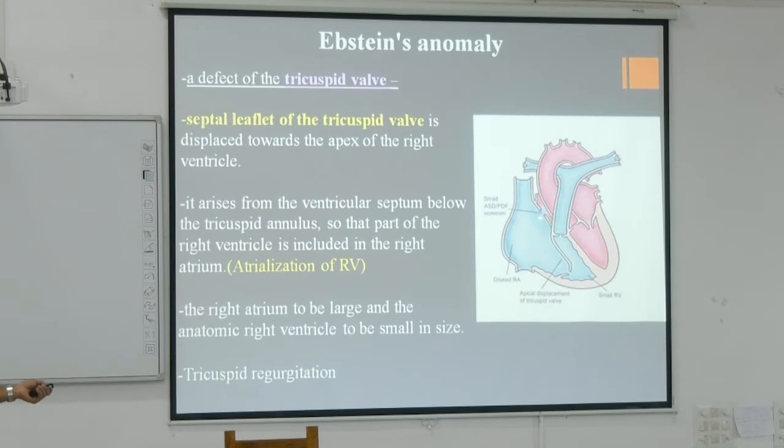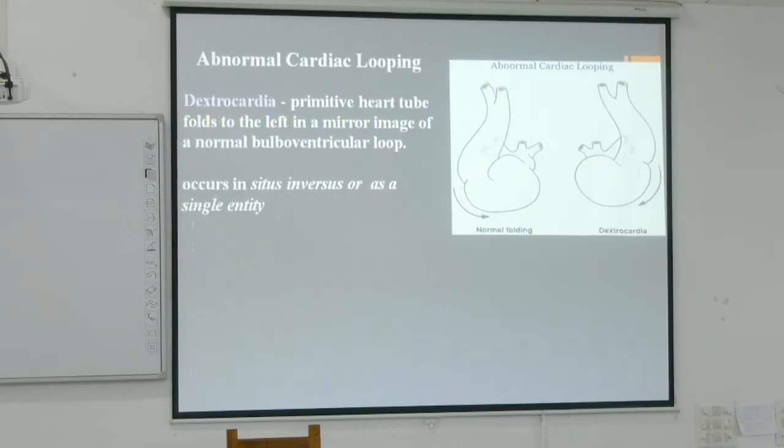The cavity of the atrium is larger than the cavity of the right ventricle. This condition, where the right atrial cavity is larger, we call atrialization of the right ventricle. So we have an increased chamber size in the right atrium and a decreased chamber size in the right ventricle, because the septal leaflet is directed downwards, leading to encroachment of the atrial chamber cavity towards the ventricular cavity. So this is another variety of cardiac problem.